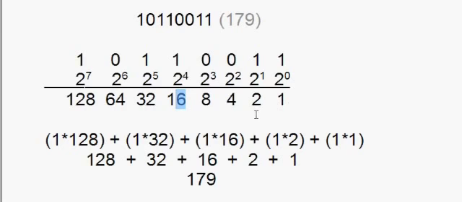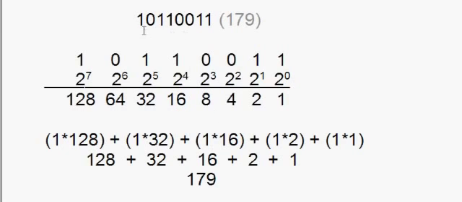So 1, 2, 4, 8. 2 times 8 is 16. 2 times 16 is 32. 2 times 32 is 64. 2 times 64 is 128. The next place would be 2 times 128, or 256, right? So it's quite easy that way.